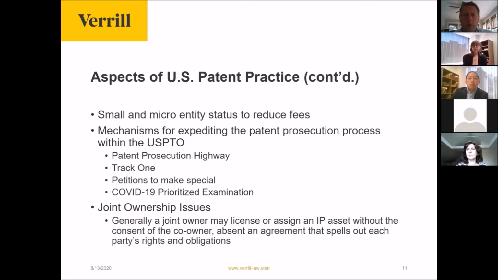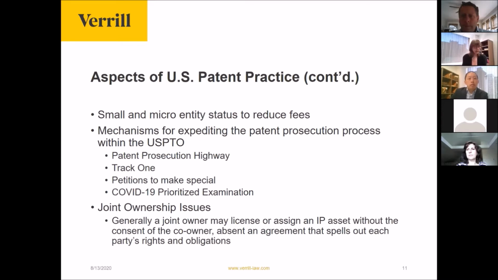Small entity status is available to individual inventors, small businesses that meet a size requirement of no more than 500 employees, and nonprofit organizations, which can include universities. And also, the small entity must not have assigned or licensed or otherwise conveyed, or be under an obligation to convey, the application to any other entity that would also not qualify as a small entity.